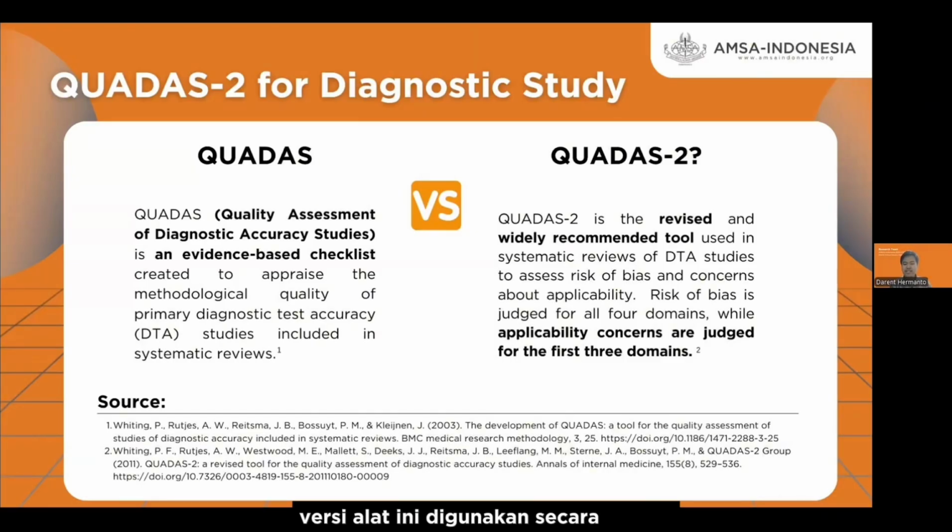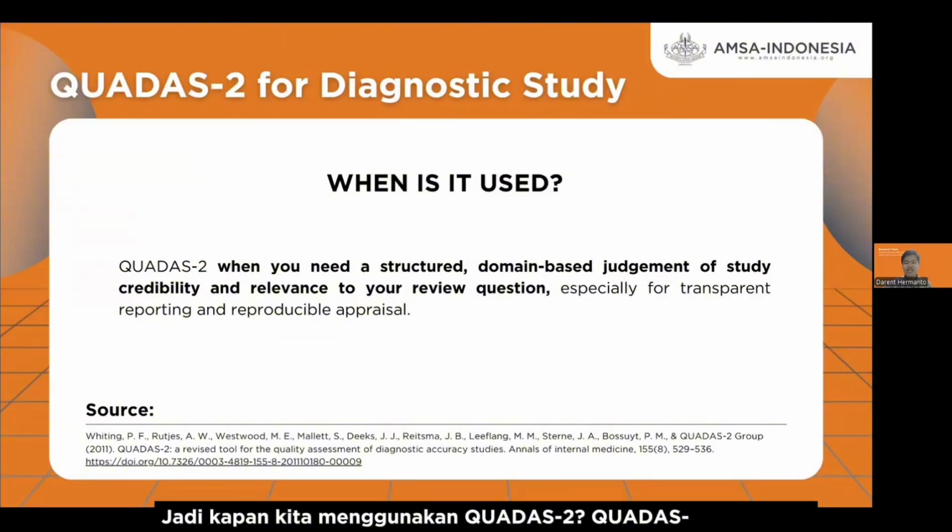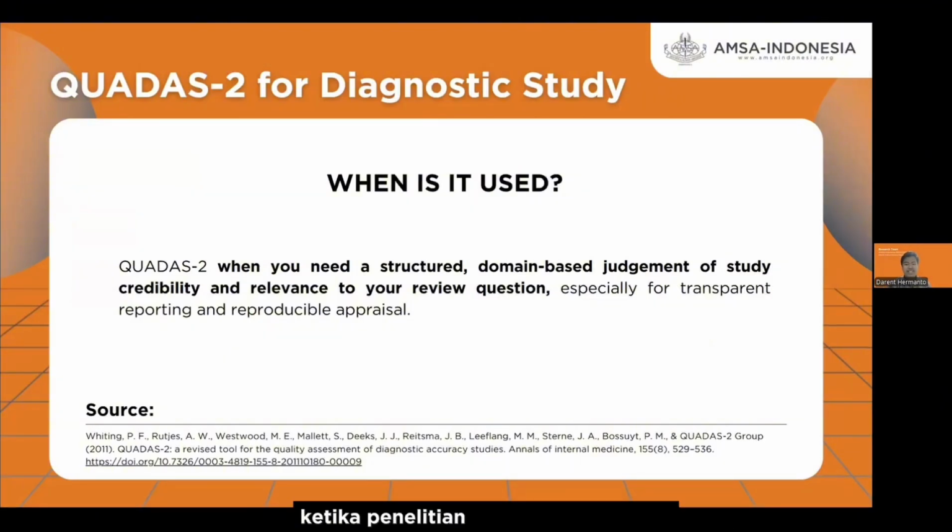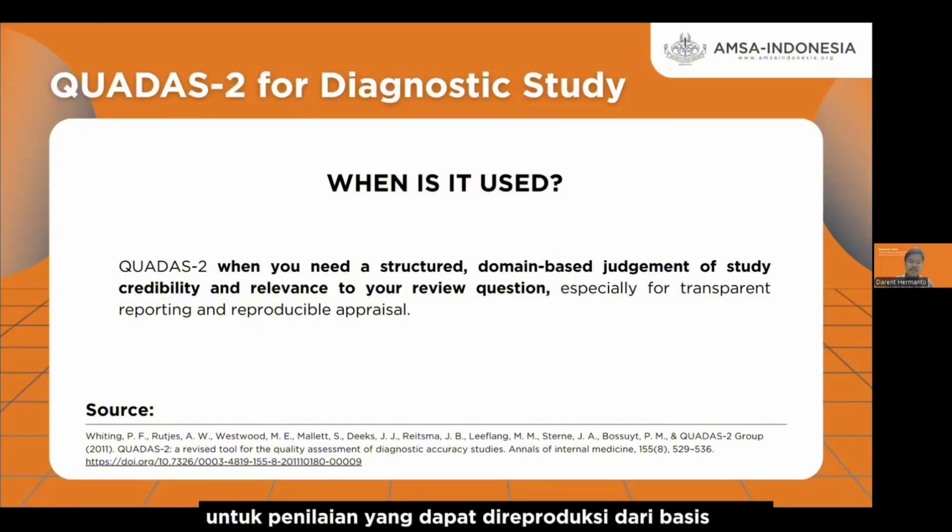tool, used specifically to assess both the risk of bias across 4 domains and applicability concern across the first 3 domains. So, when to use the QUADAS 2? You should use QUADAS 2 when your research requires a structured, domain-based judgment of a study credibility and its relevance to your specific review question. This tool is particularly valuable for ensuring transparent reporting and providing a foundation for a reproducible appraisal of the evidence base.